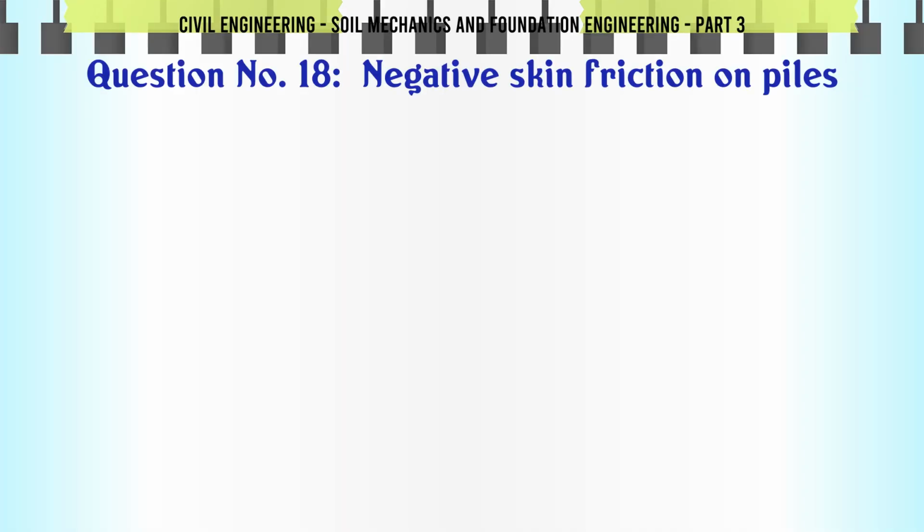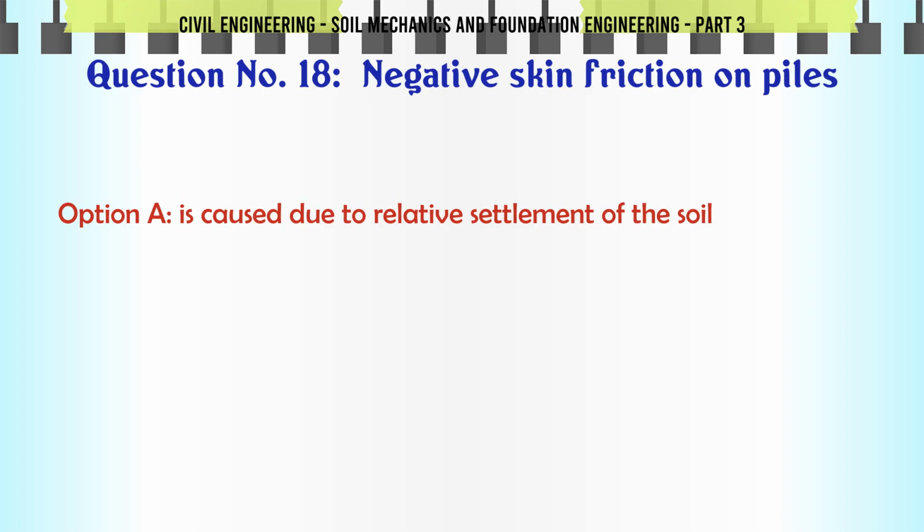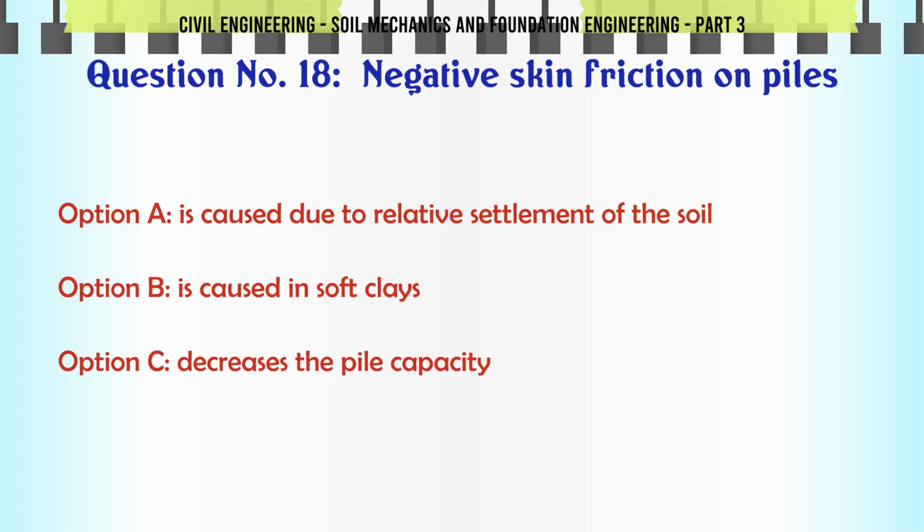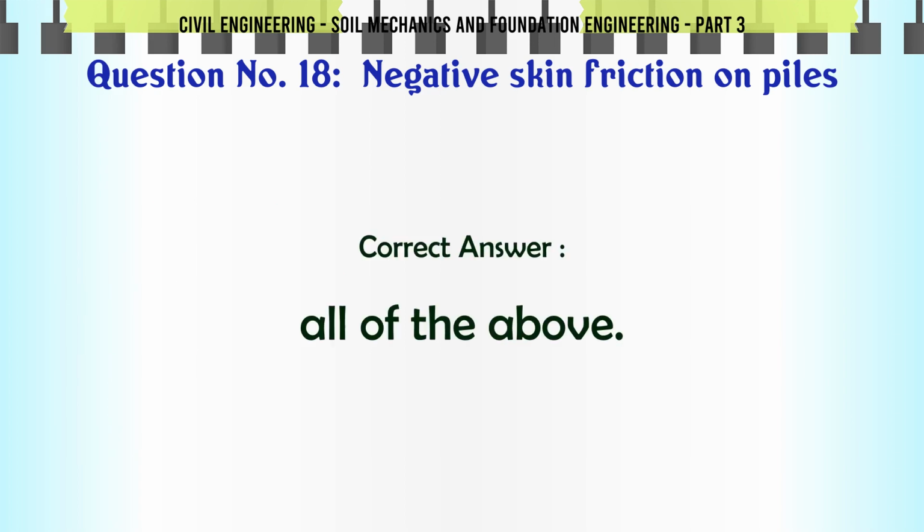Negative skin friction on piles: A. is caused due to relative settlement of the soil, B. is caused in soft clays, C. decreases the pile capacity, D. All of the above. The correct answer is all of the above.